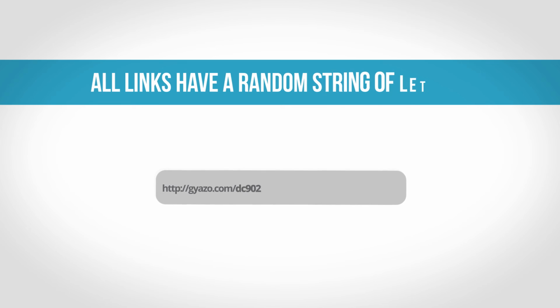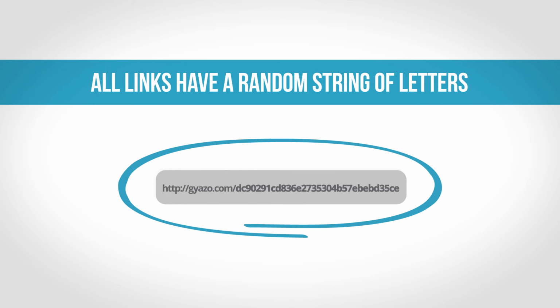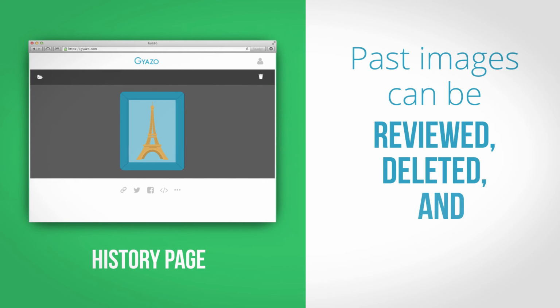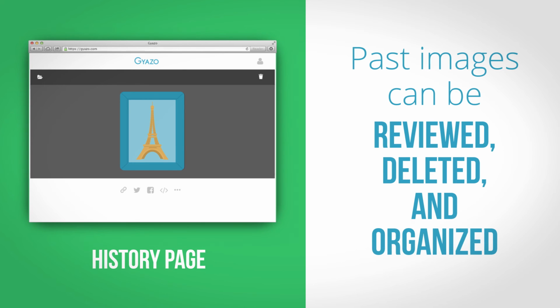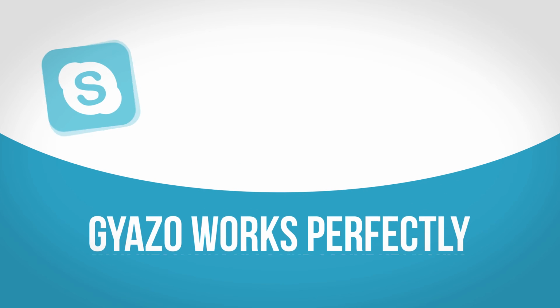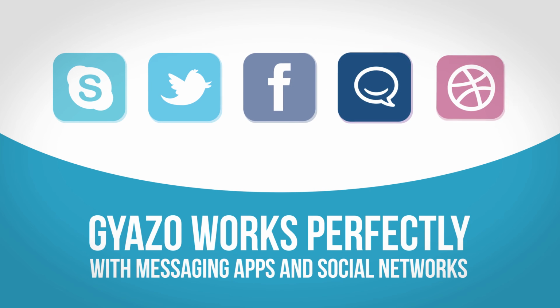All links have a random string of letters that make them completely private until shared. Past images can be reviewed, deleted, and organized on your history page. Gyazo works perfectly with your favorite instant messaging apps and social networks.